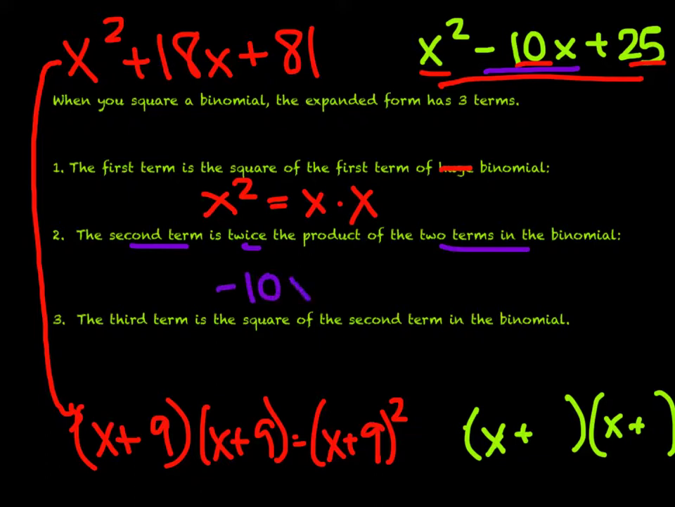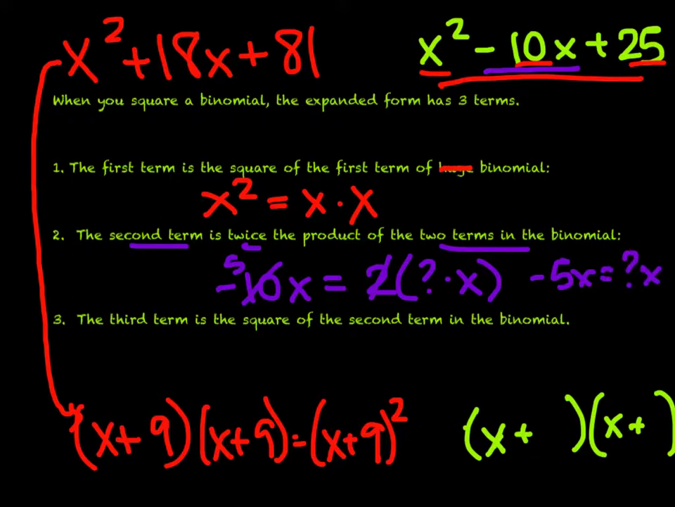Negative 10x is equal to 2 times a number we don't know times x. So 2 times the number we don't know, we could also divide by 2, so we get negative 5x is equal to a number we don't know times x, or negative 5. So right now I'm going to put negative 5 into my equation, and we're now going to see if this third term is the square of that binomial, then we're all set. So 25 is equal to the number we don't know squared.